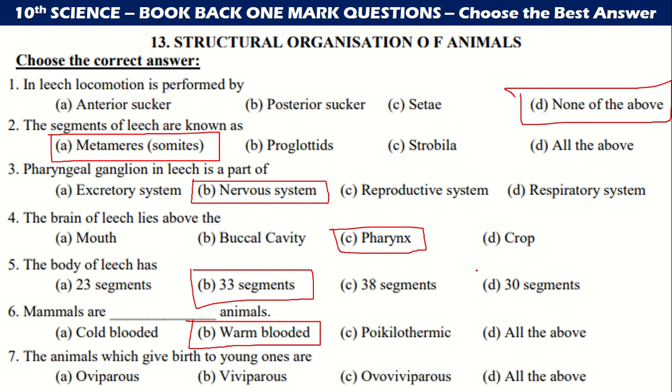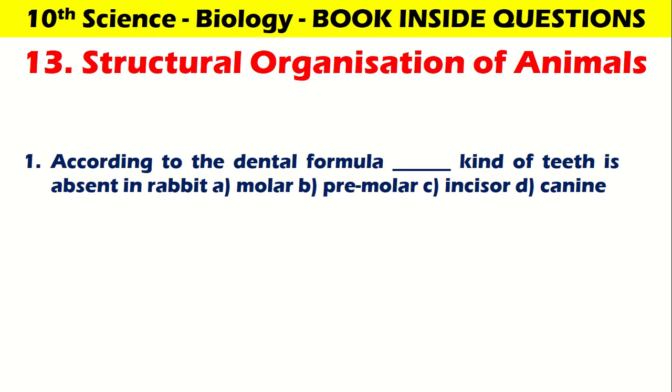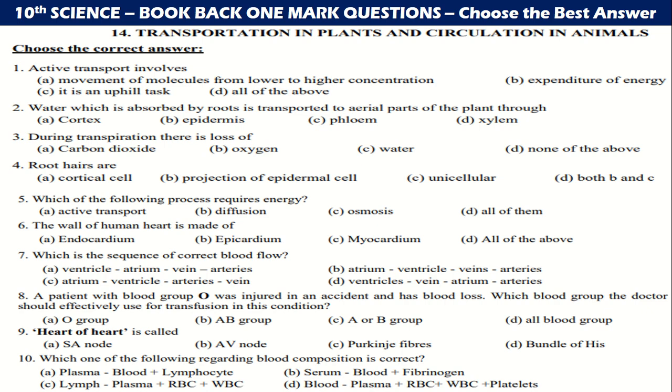Then the animals which give birth to young ones are viviparous. Animals that give birth to young ones are viviparous. Then it goes to the book inside question. According to the dental formula, the kind of teeth absent in rabbit is canine. So that is the teeth that is absent, they say. So let us go to the next one.